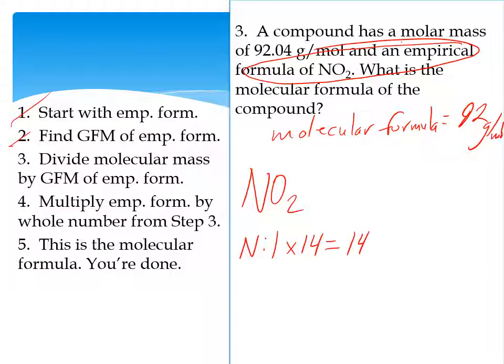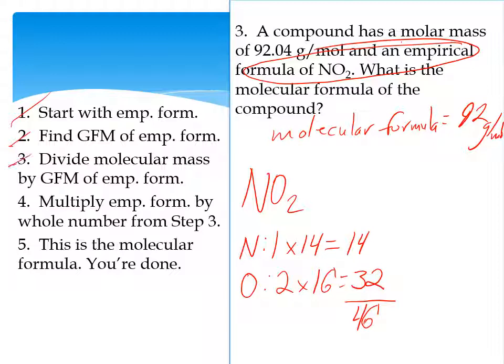The oxygen part, I see 2 oxygens in my molecule. And again, the periodic table tells us that each oxygen weighs 16 as its atomic mass. So 2 times 16, and the 2 oxygens in this molecule account for a total mass of 32. We want to add them all up, 14 plus 32, and that's going to be 46. So that simple empirical formula weighs 46.